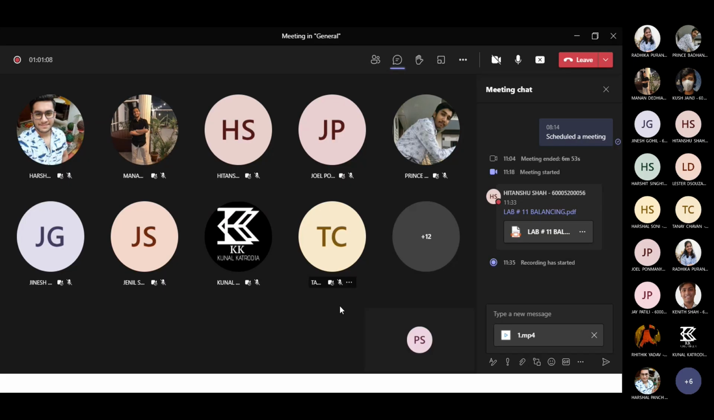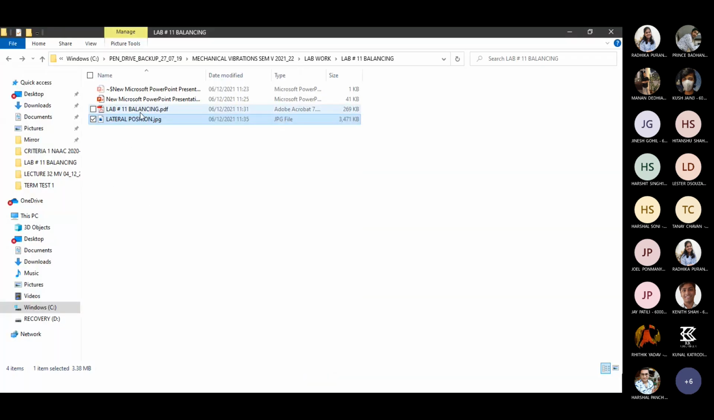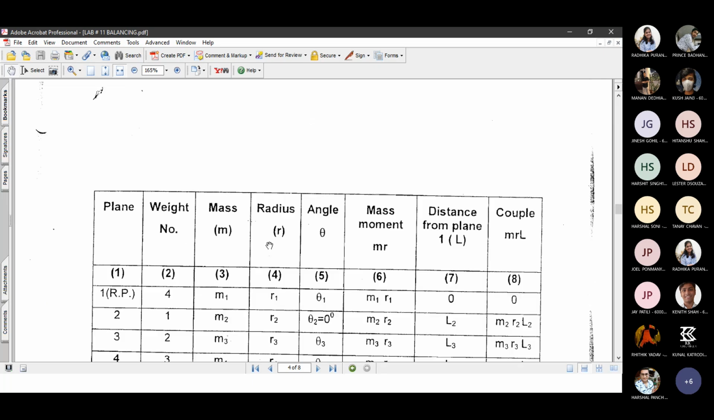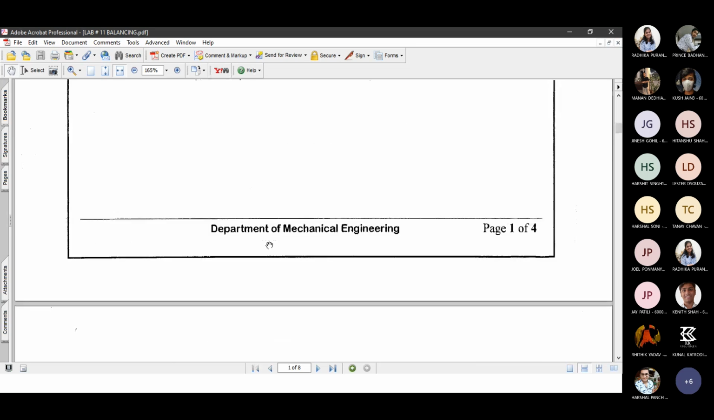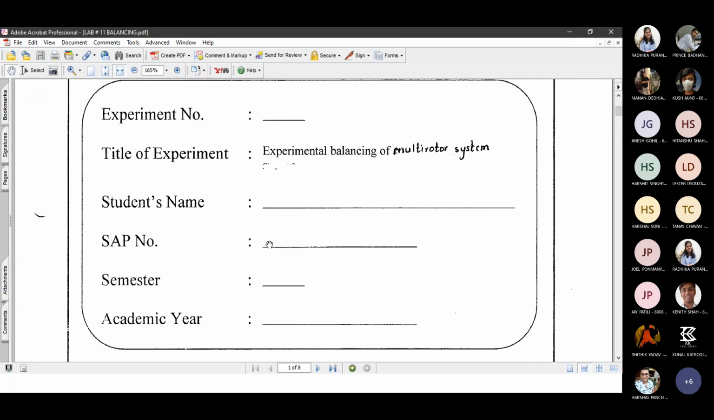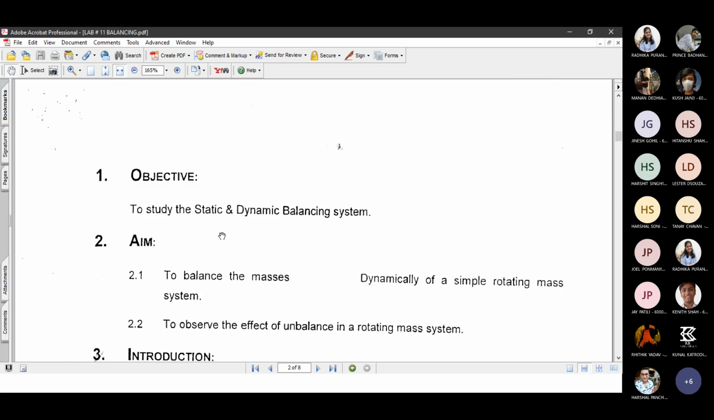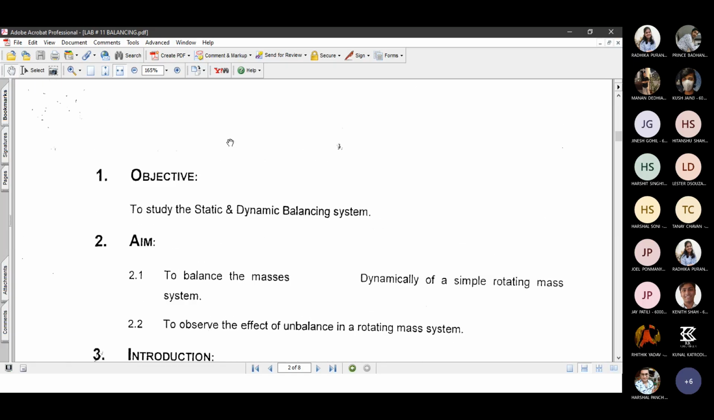Okay, so let's discuss the write-up, how to prepare the report. Now can you see the PDF? The same thing is uploaded in your team, that is A1, A2 team. So in this, the objective should not be static.